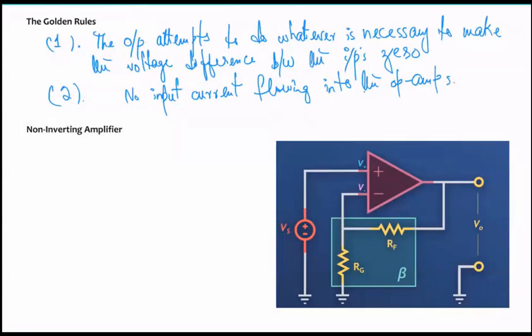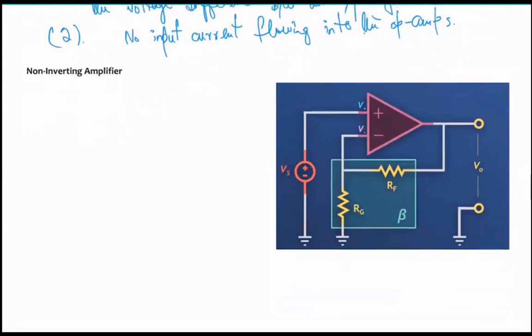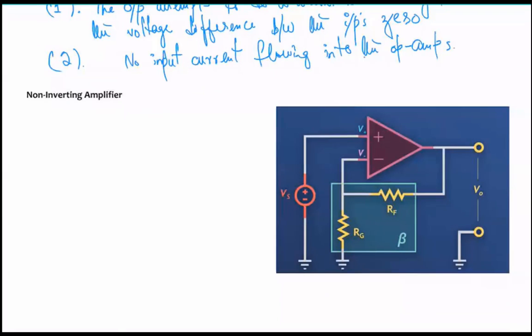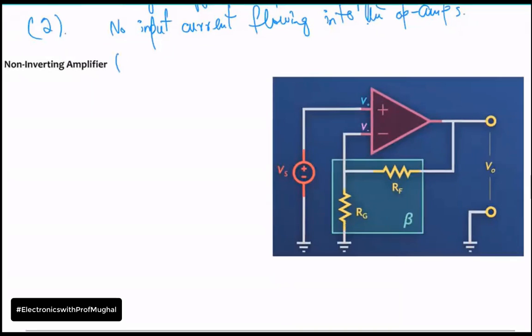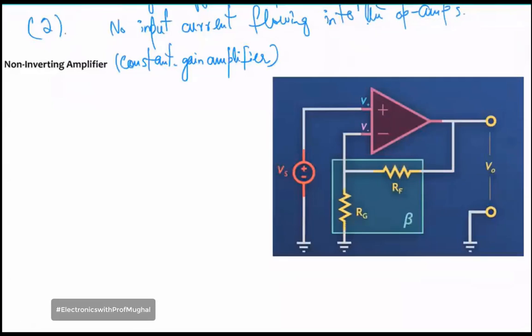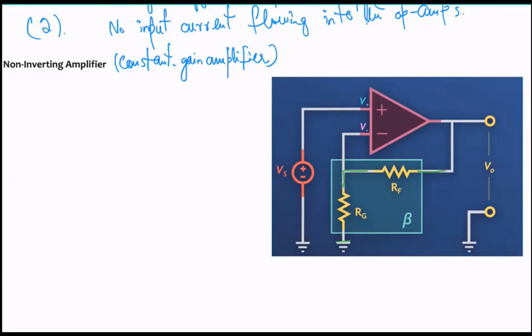Non-inverting amplifier. So what's going on over here? This circuit that you see on the screen works as a non-inverting amplifier, or sometimes it's also referred to as a constant gain amplifier. Now, can anybody tell me what is the difference between this circuit and the one we did on Thursday, which was the inverting amplifier? Here, VP is connected to VS, okay?